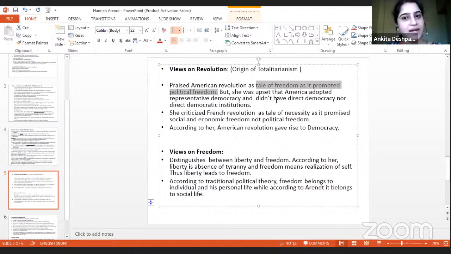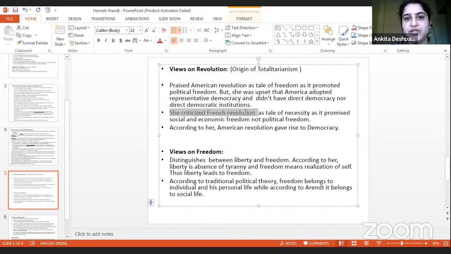But Hannah Arendt is thinking to herself, thinking without barriers. So she is the one who believes in the concept of direct democracy, but it is impractical. But she praised the revolution in America as a tale of freedom because it promoted political freedom. For her, politics and political participation is very important, so she praises the American Revolution.